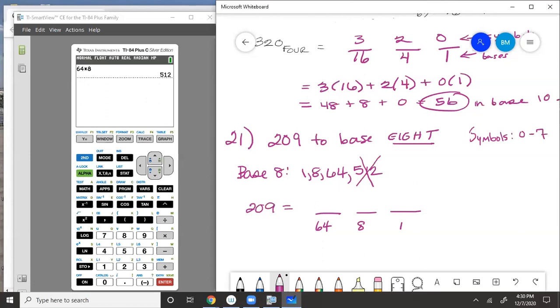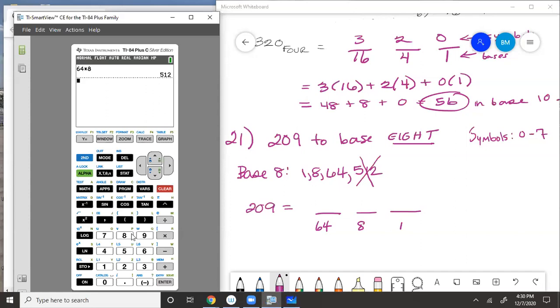Okay, so starting with the number 64, we're going to divide this number by 64. So let's start with 209. Divide by 64, and that goes in 3 whole times. Okay.